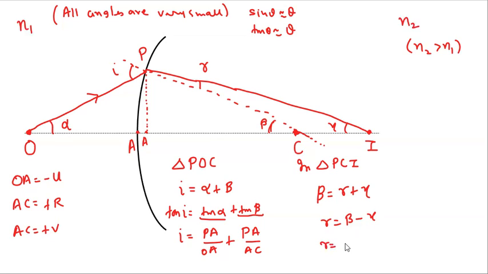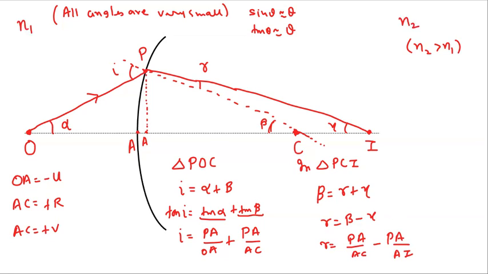So tan beta can be written as PA upon AC, and gamma will be written as PA upon AI. So this is how we have written all the equations. Now, at the point of refraction, we can use Snell's law.